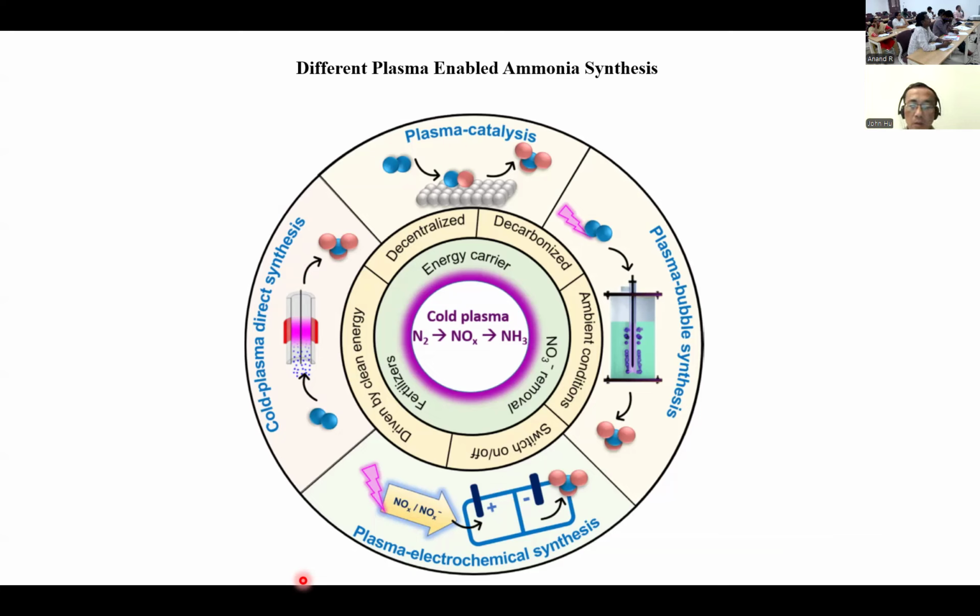Okay, are we clear on this diagram before I go into the detail on each scenario? Any questions?